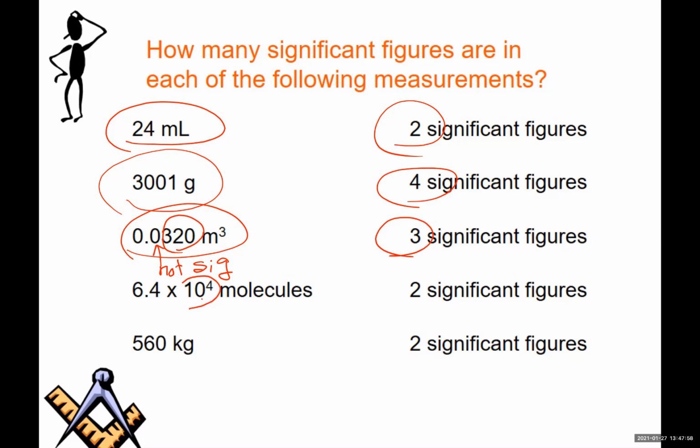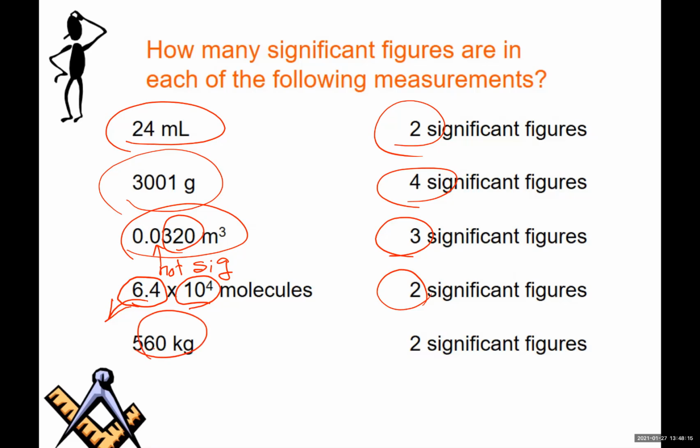How about here? Powers of ten are not counted for significant figures. It's the coefficient of scientific notation that shows the number of significant figures. So only 2 significant figures.